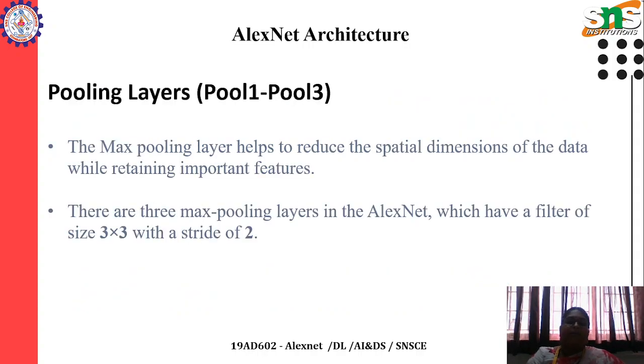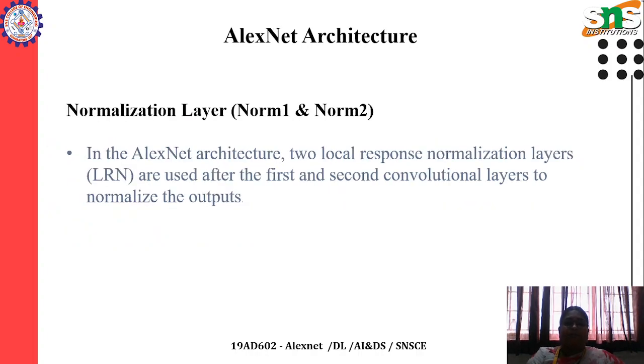Next, after the convolution, we have three pooling layers, right? The max pooling layer helps to reduce the spatial dimensions of the data present in the image while retaining all the important features. It is mainly used to reduce spatial dimension. So the max pooling layer in AlexNet has a filter of size 3 into 3 and a stride of 2. The next layer we have is the normalization layer.